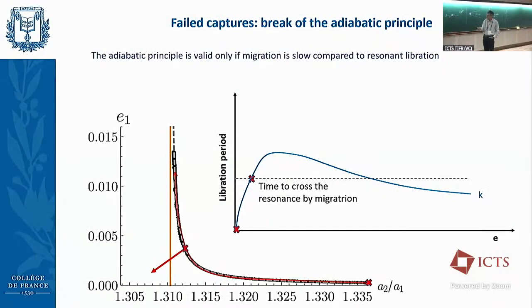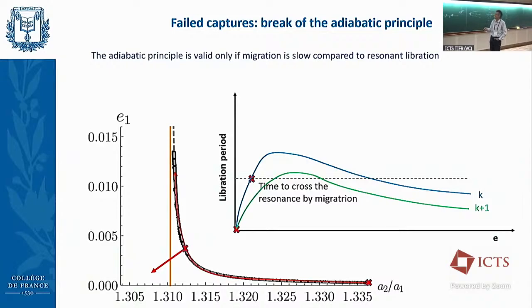So you see a temporary capture, then the eccentricity grows enough, the adiabatic principle is broken, and the planet leaves the resonance. Out of the resonance, it keeps migrating towards the inner planet, and its eccentricity is damped by the disk. So having skipped this resonance, the planet will encounter the next resonance. Let's say this is the 2-to-1 resonance, then it will migrate in and reach the 3-to-2. And the 3-to-2 resonance, as we approach the two planets, is characterized by the same shape for the libration period, but everything is faster.